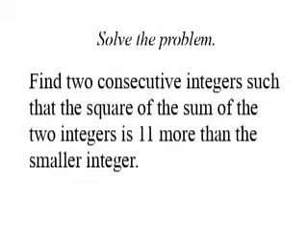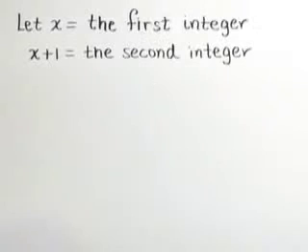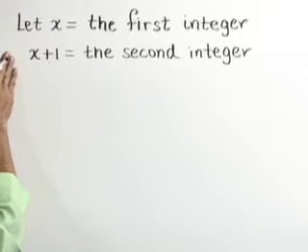Solve the problem. Find two consecutive integers such that the square of the sum of the two integers is 11 more than the smaller integer. Well, we've performed step 1. We've read the problem carefully. Now going on to step 2, let's define our variables.